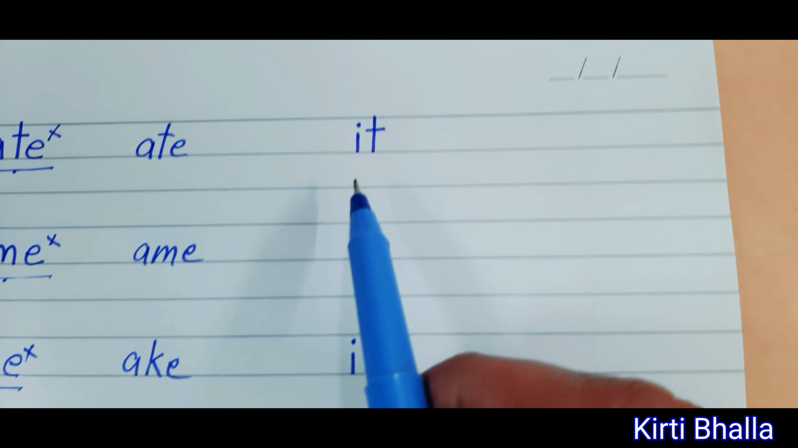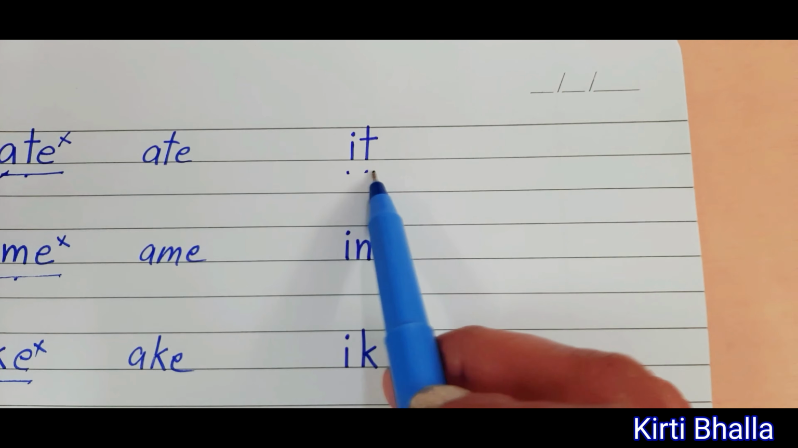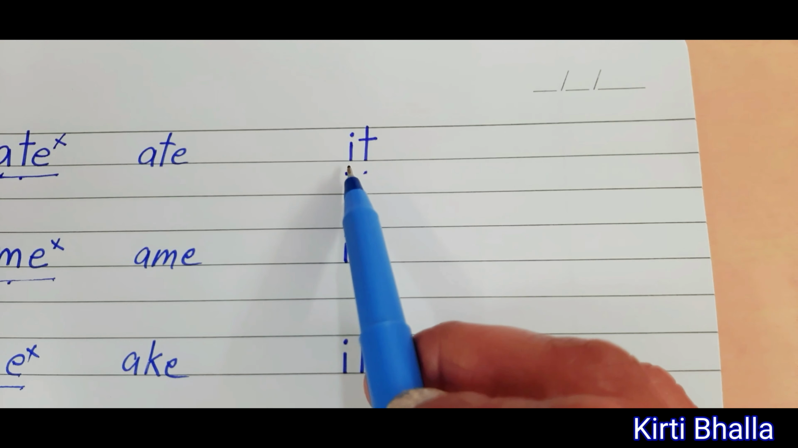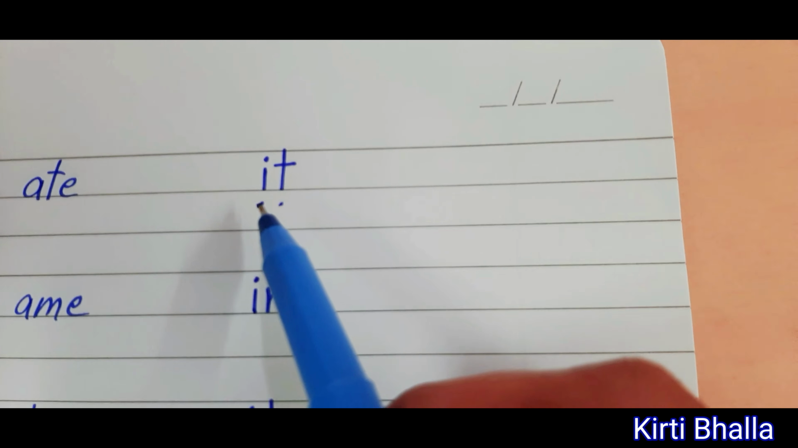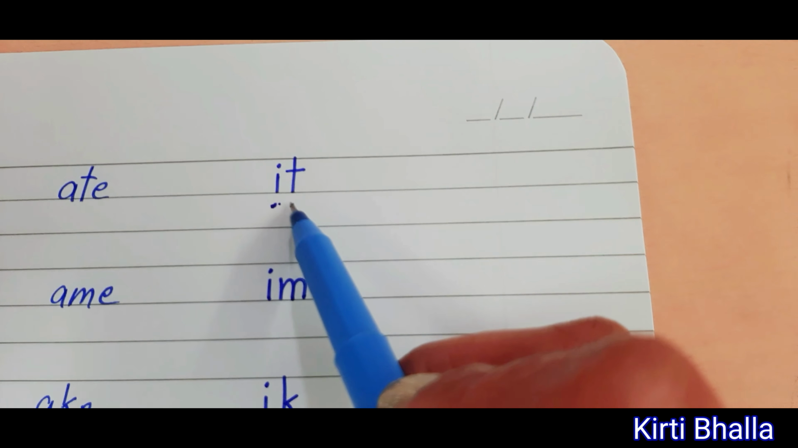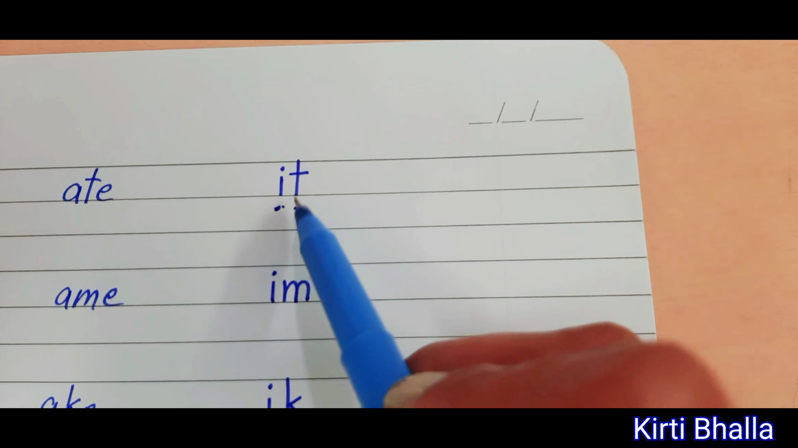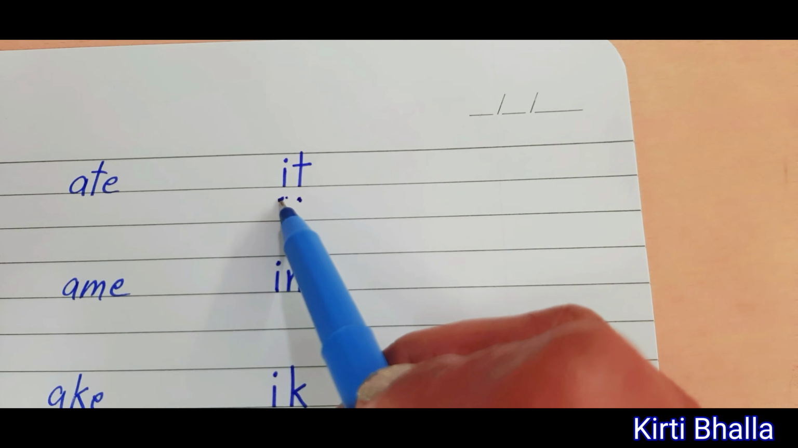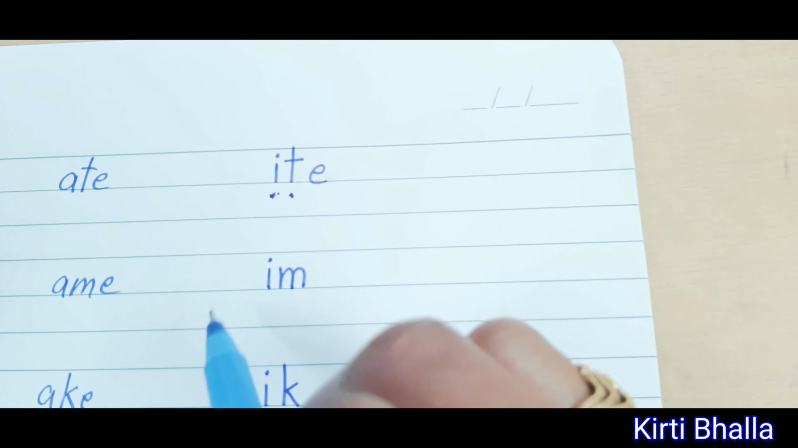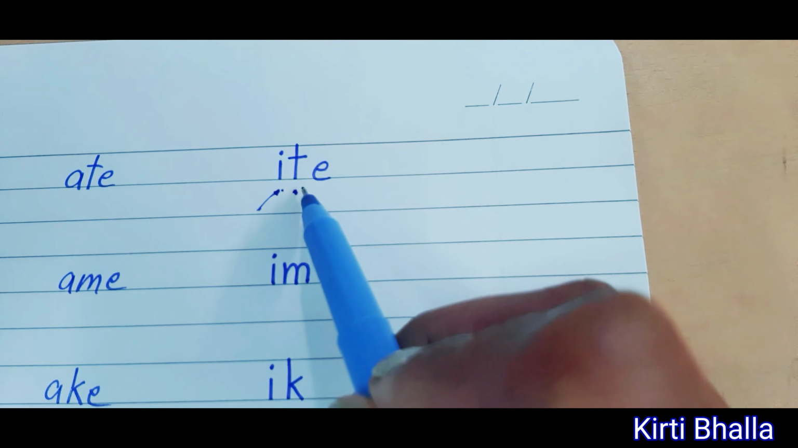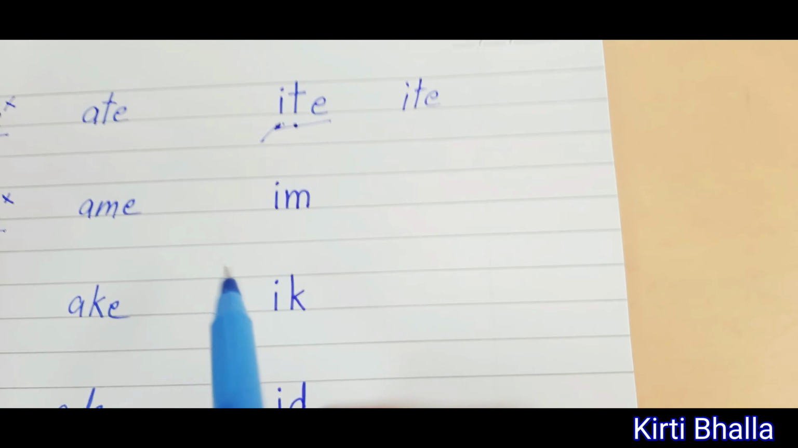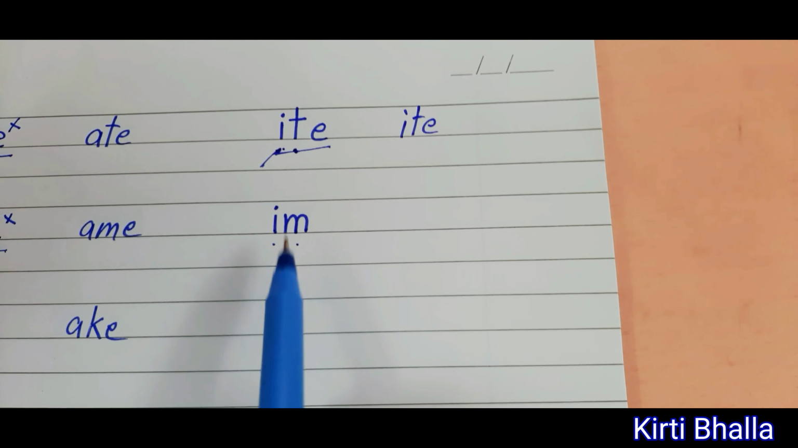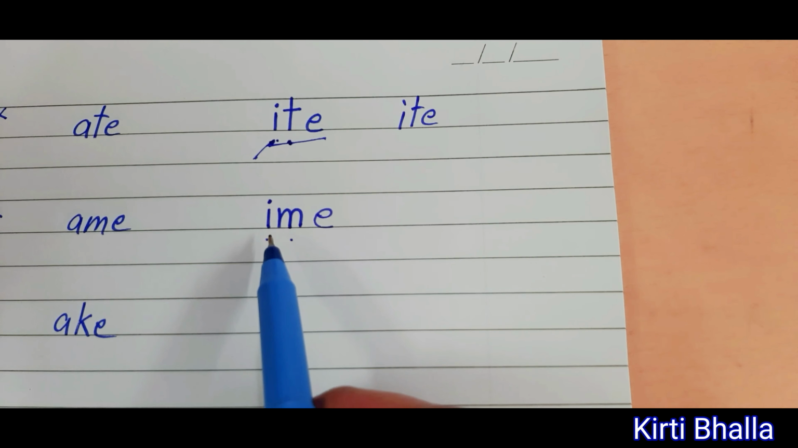Next, in the same way we will read this I, T, it. Now you know that this is I, and this is also the friend of E, so we will speak its name. This is not the friend of E. This is the friend of E. And when I write E here, this is I-t. I-t. Next. I-m, im. If I write E here, it becomes I-m.